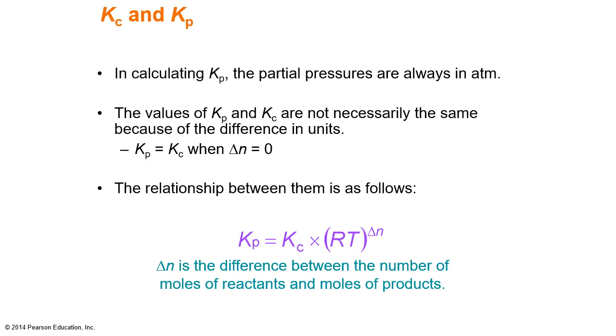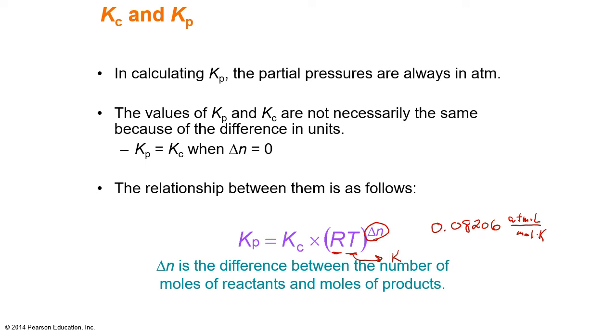The way that they're related to each other has to do with the ideal gas constant R, and in this case it's 0.08206 because we're dealing with pressures, and the temperature, and that temperature does need to be in Kelvin. We're also going to have to consider the number of moles of gas of the products and of the reactants.